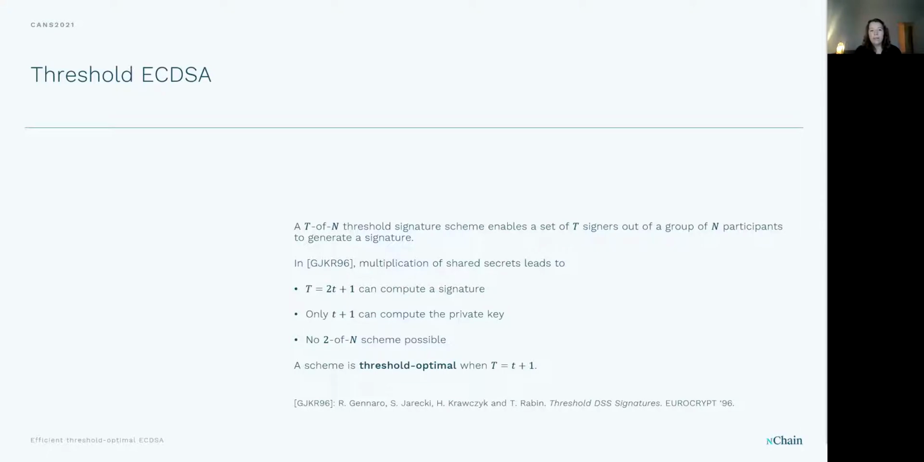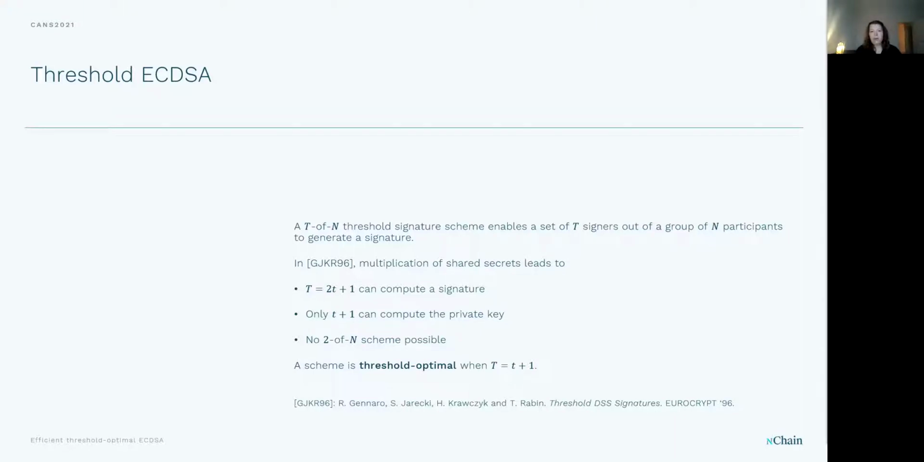Okay, so let's talk about what a threshold signature is. We describe a threshold signature scheme as a T of N signature scheme. That means that if you have a group of N participants, then any T of these participants can generate a signature. It really can be any subset of T out of the N participants. There's no restriction.